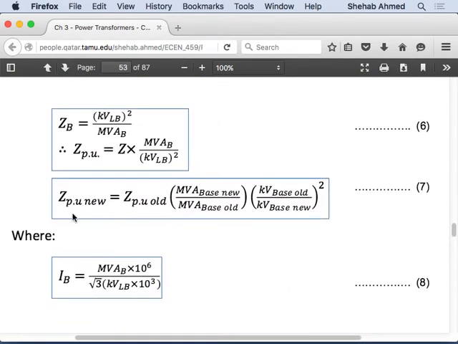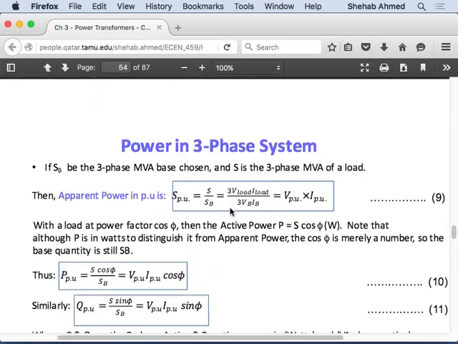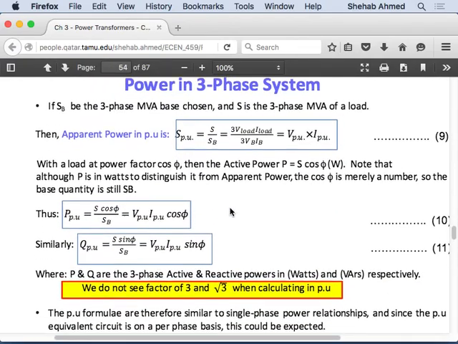And same for the power. Again, if you have a piece of equipment with a certain impedance, you put it in a system with a different power base or a different voltage base, then you have to do this new base conversion. You apply this base conversion equation to calculate the new per unit value of impedance. Yeah, one thing to note here.